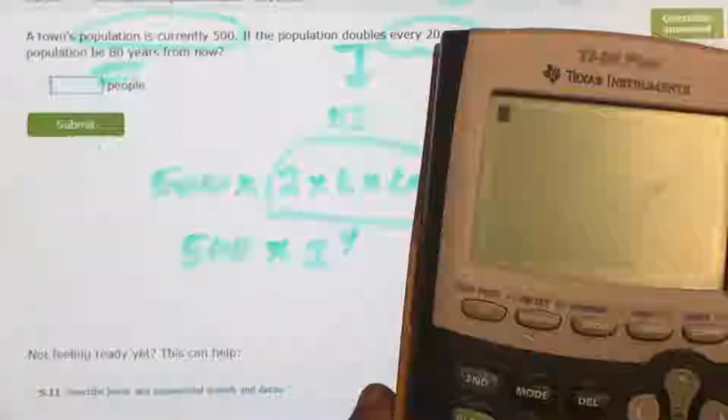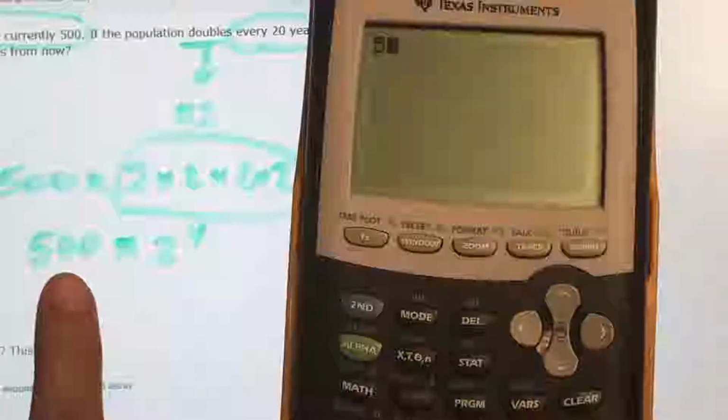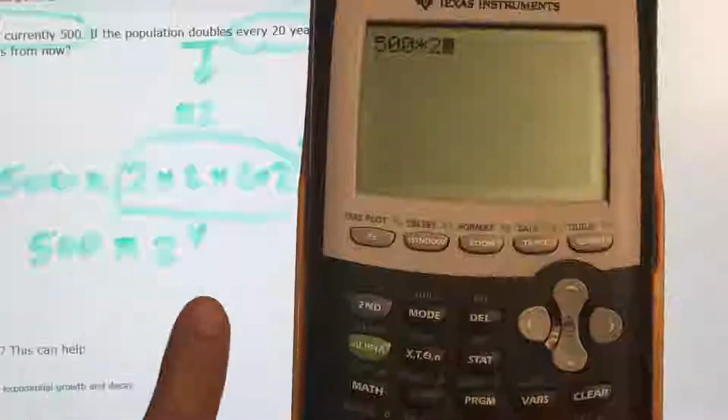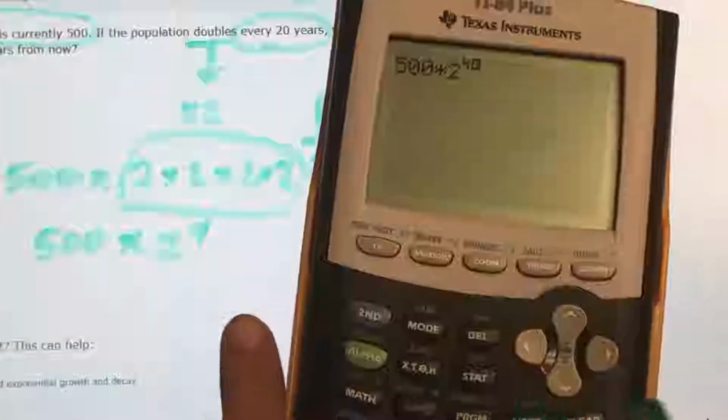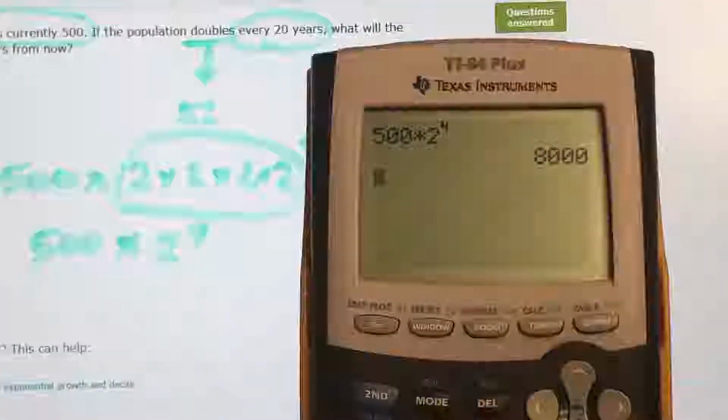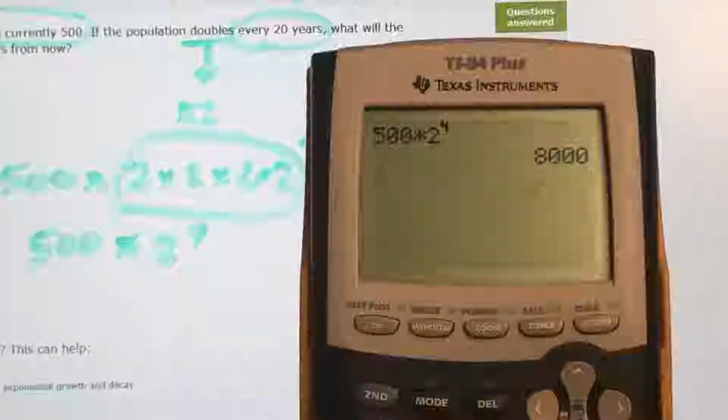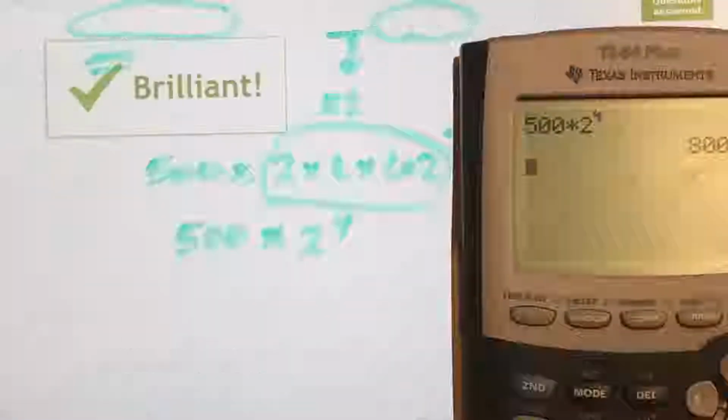So what you do is you take your calculator and you punch it exactly as you see it. It's going to be 500 times 2 to the power, and this button right here gives you power. So to the power of 4, which is 8,000. So your population is 8,000. Brilliant. So again, this is just what we're going to do for all the word problems.